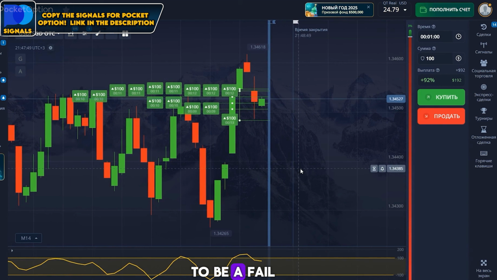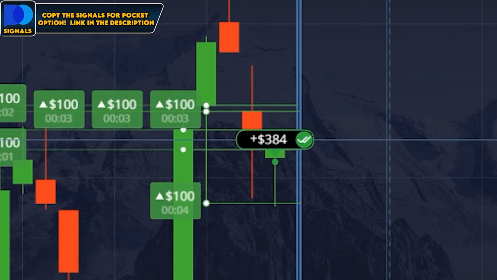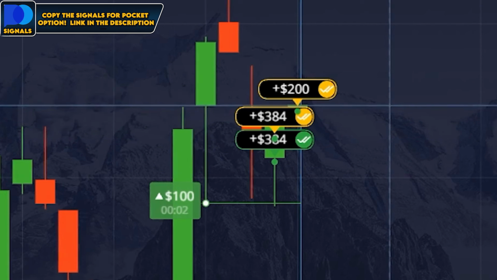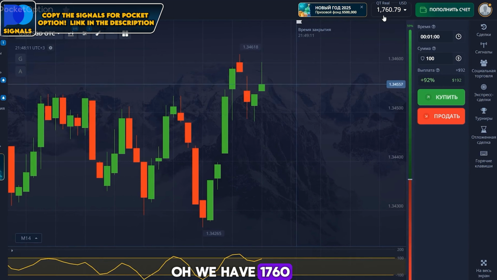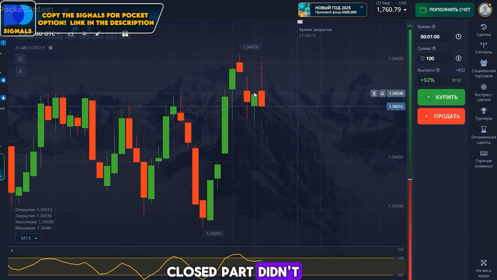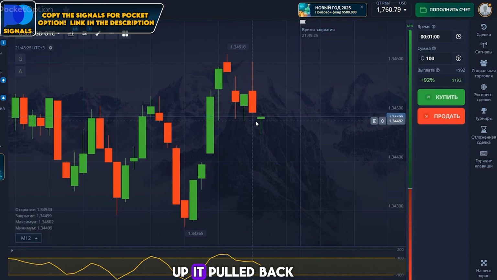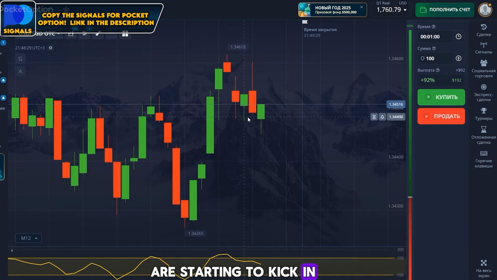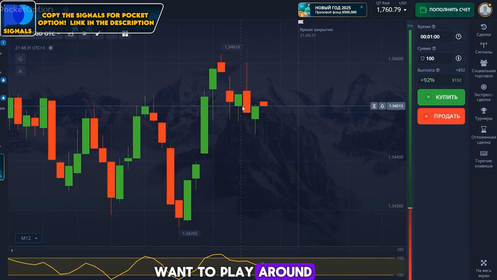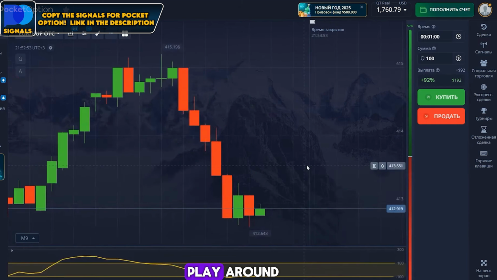Well, this is going to be a fail then, guys. We're about to lose. No way. I can't believe it. Oh, come on. Oh, we have 1760. So part of it closed, part didn't. The price didn't go up. It pulled back a bit. And, well, the emotions are starting to kick in. I really want to play around. That's the worst part when you want to play around.